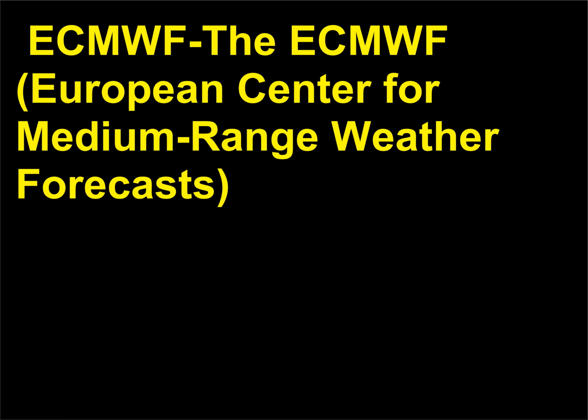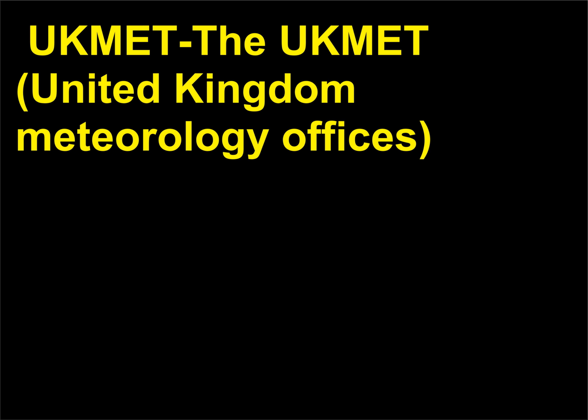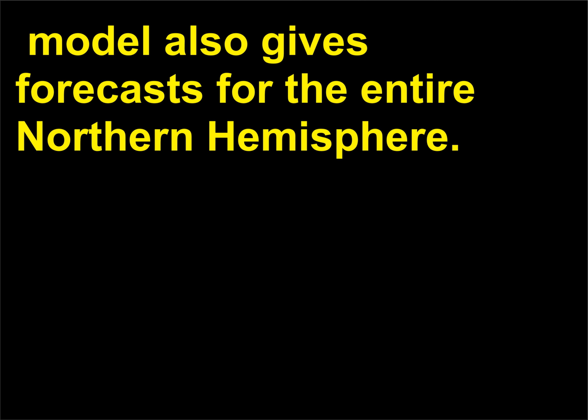ECMWF. The ECMWF, European Centre for Medium Range Weather Forecasts, is considered to be one of the most advanced weather forecast models in the world. It is mostly used for the Northern Hemisphere. UKMET. The UKMET, United Kingdom Meteorology Office's, model also gives forecasts for the entire Northern Hemisphere.